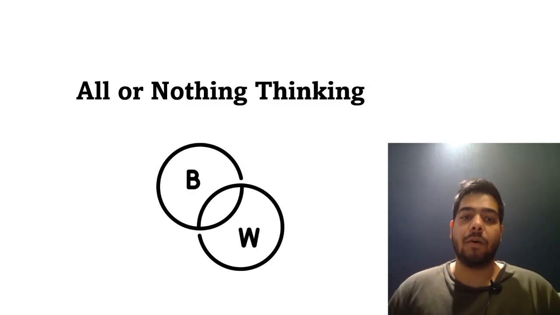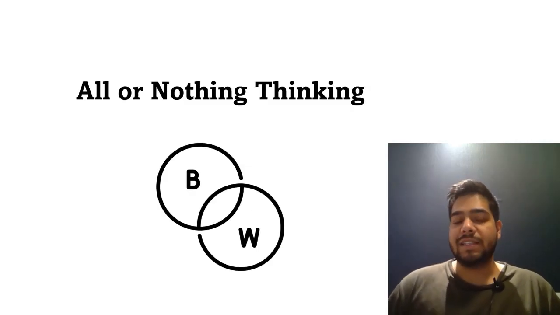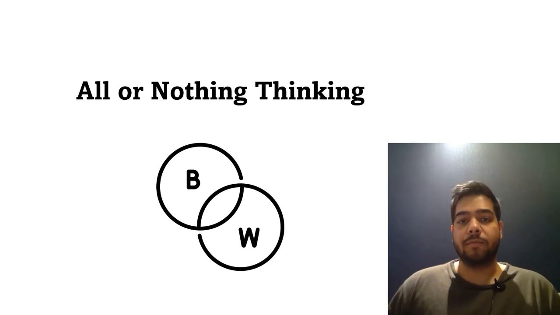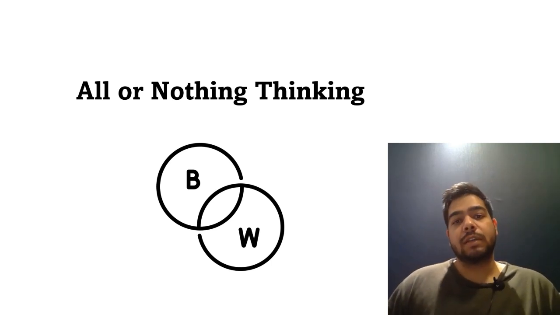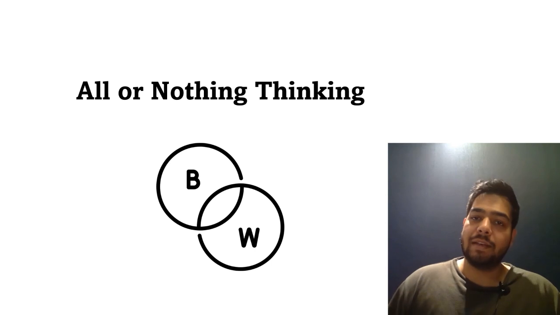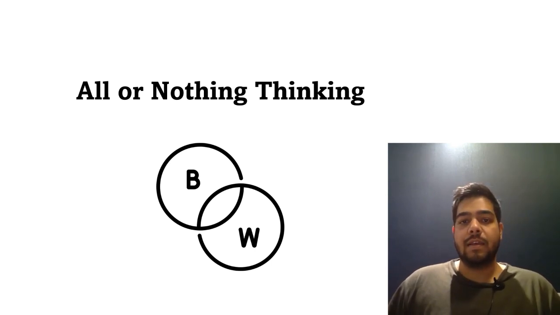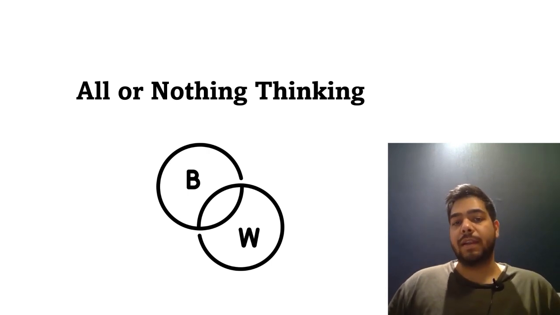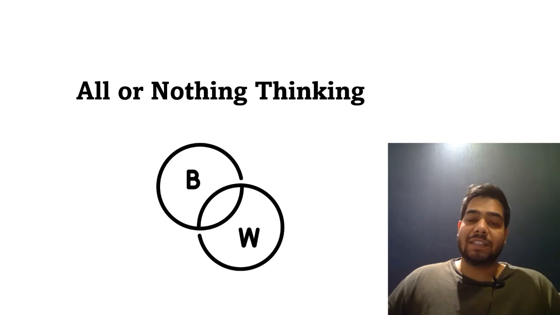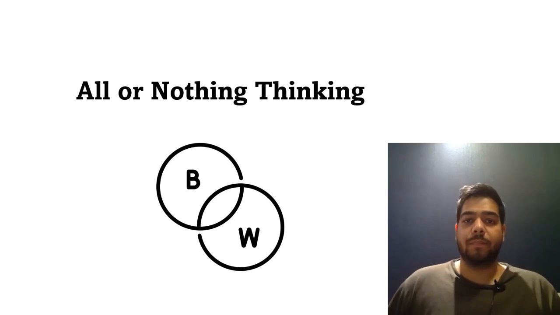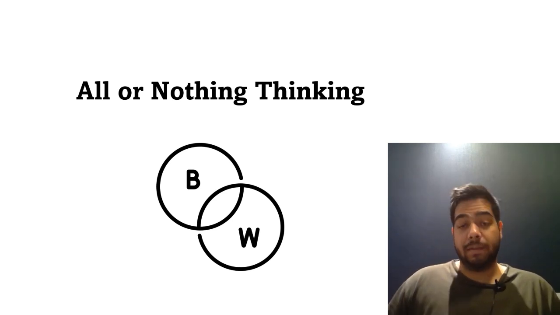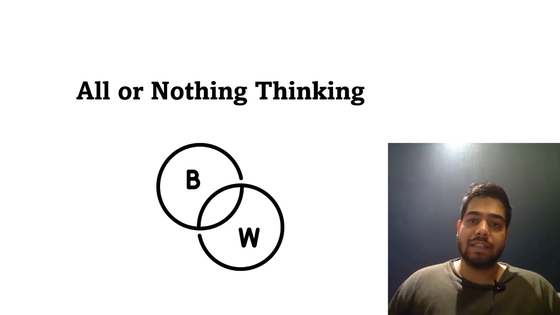The first one is all or nothing thinking. Let's take an example of a person who went for an exam, but they couldn't do well in that exam. They failed, and now they think that their life is completely worthless. They are a complete loser. They can't really do anything in their life. And once they start having all these thoughts, these will lead to negative emotions. They will feel sad, and then this will lead to negative behaviors.